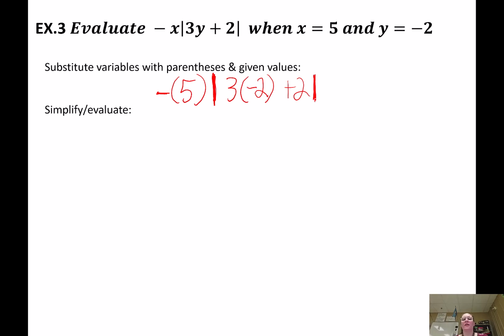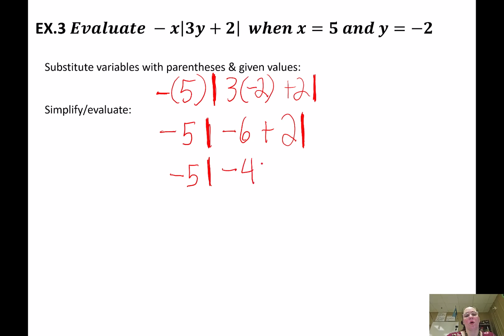So first thing here is we've got a grouping symbol of absolute value, so we're going to work inside that first. We're going to come back to the -5 in a minute. So first I'm going to do 3 times -2, which is -6, plus 2. And then -6 plus 2 gives me -4. So I have -5 times the absolute value of -4.